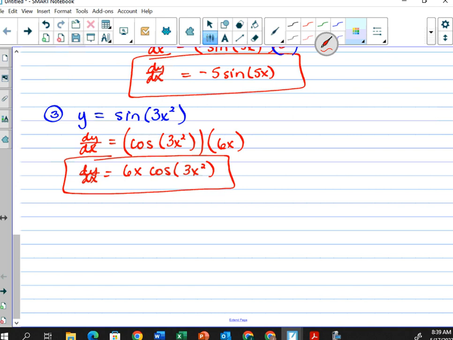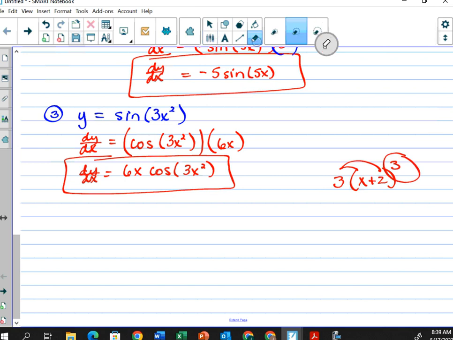Think like when you had a graph. If I had 3 sine of x, that meant vertical stretch by 3. That was different than sine of 3x. It's just like if you had that, you can't distribute this 3 when there's a power out there. All right, let's try again.